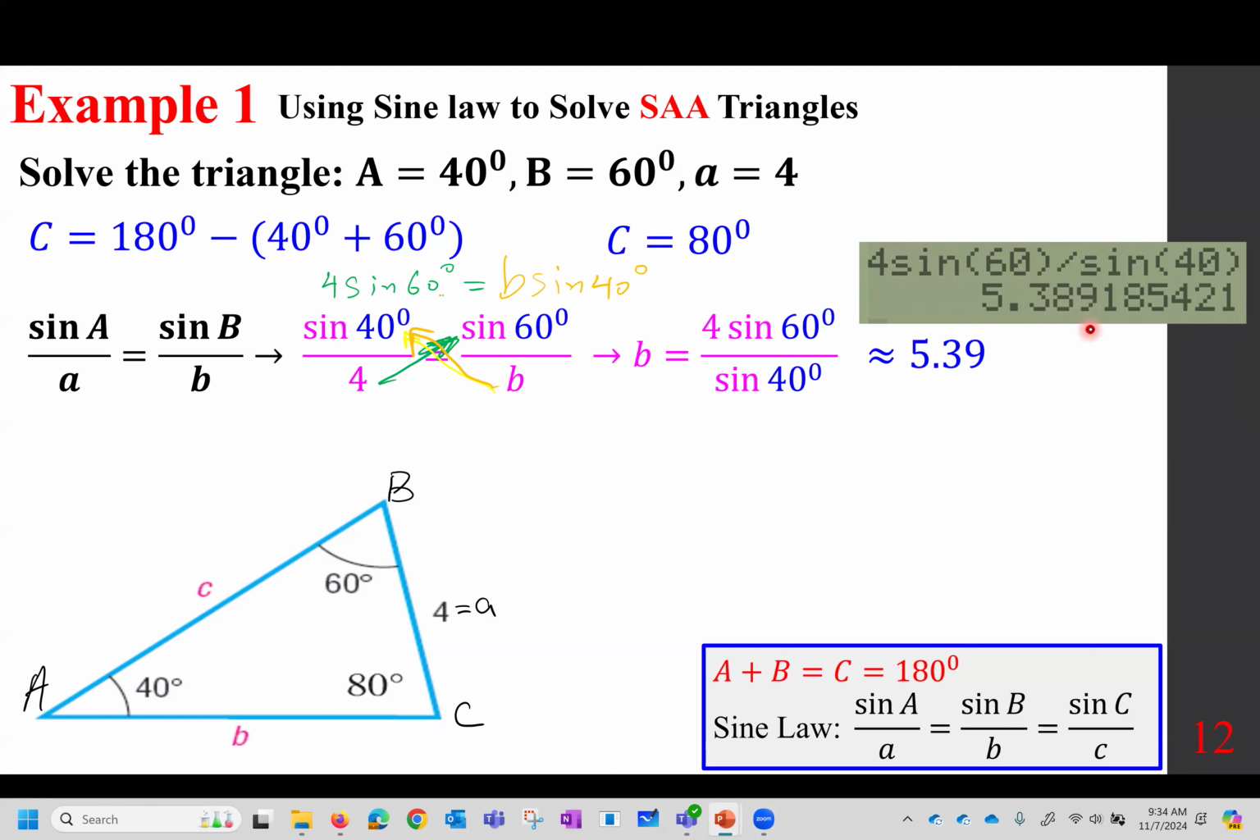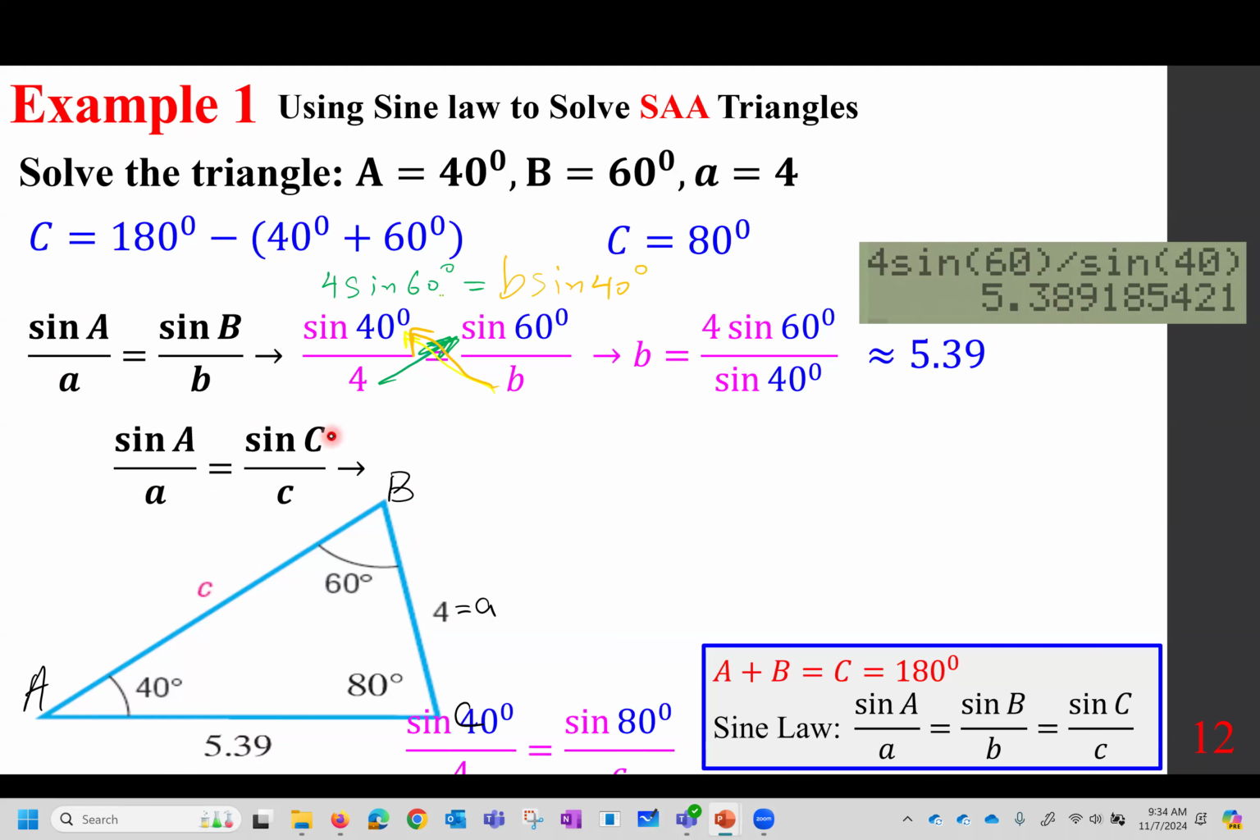We're done with that. We are going to find the C. So let's choose again the same thing that we had, and then sine C over C. So we have that, sine C over C. So this part is sine 40 over 4. Sine C is sine 80 over C. Again, cross product means this is the product of these two divided by this.